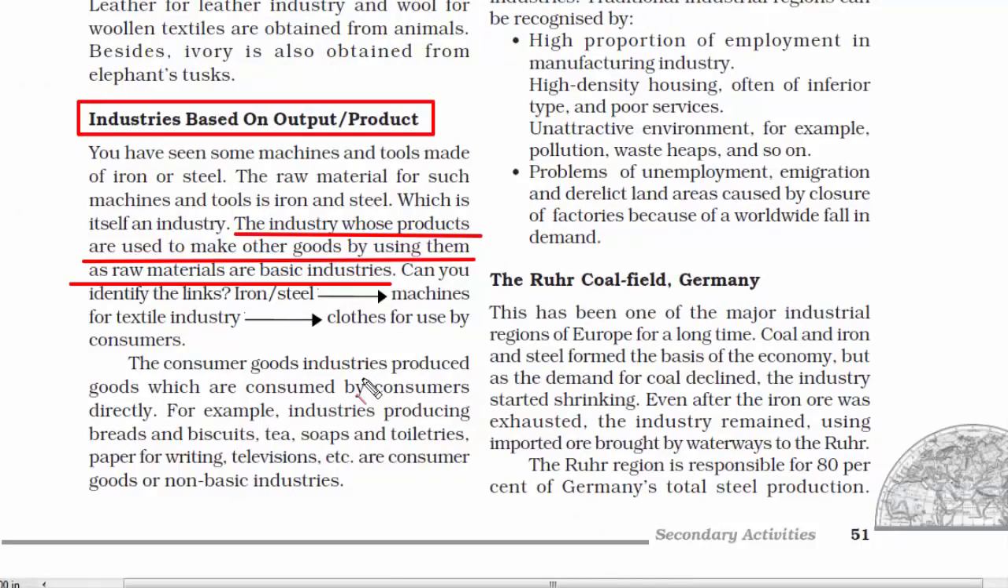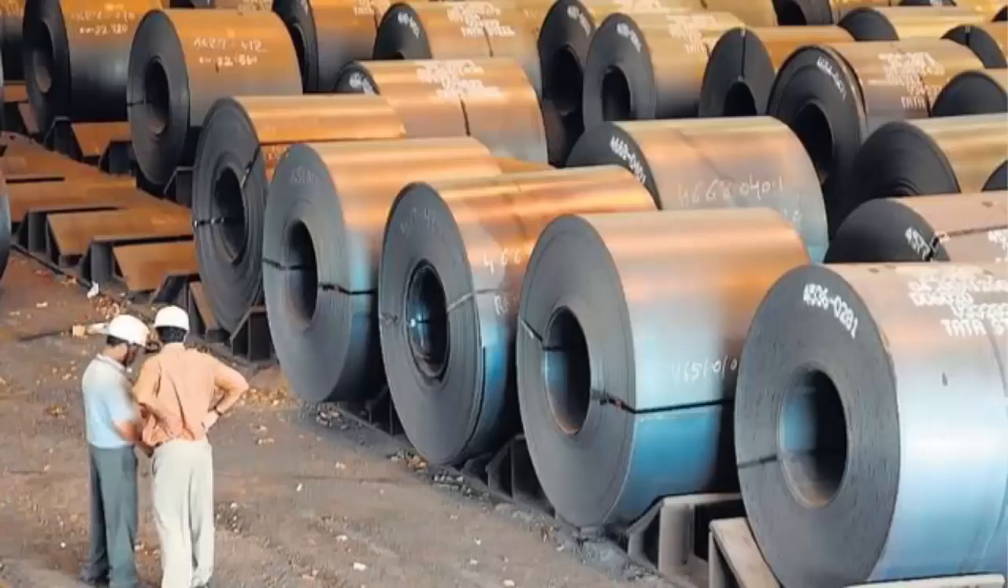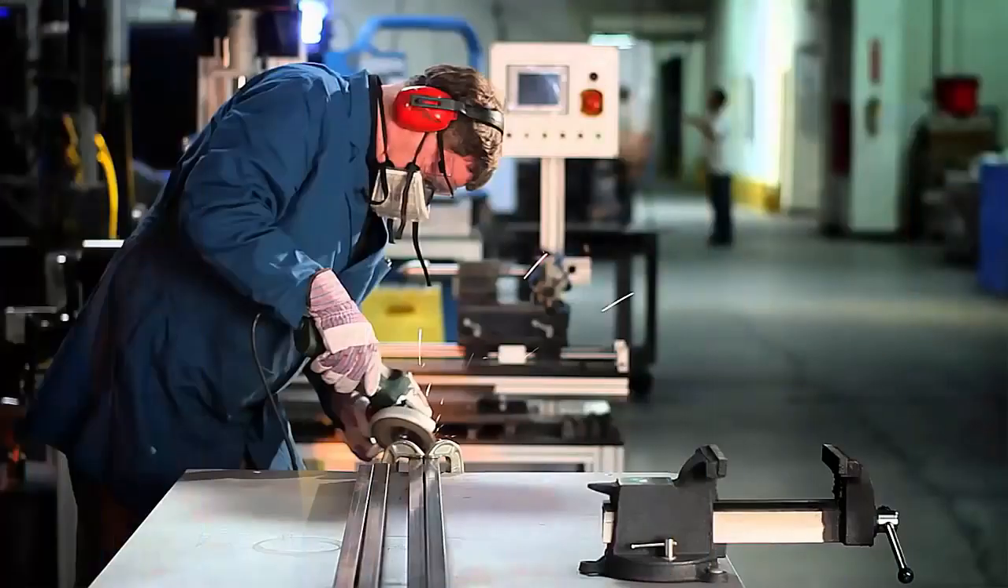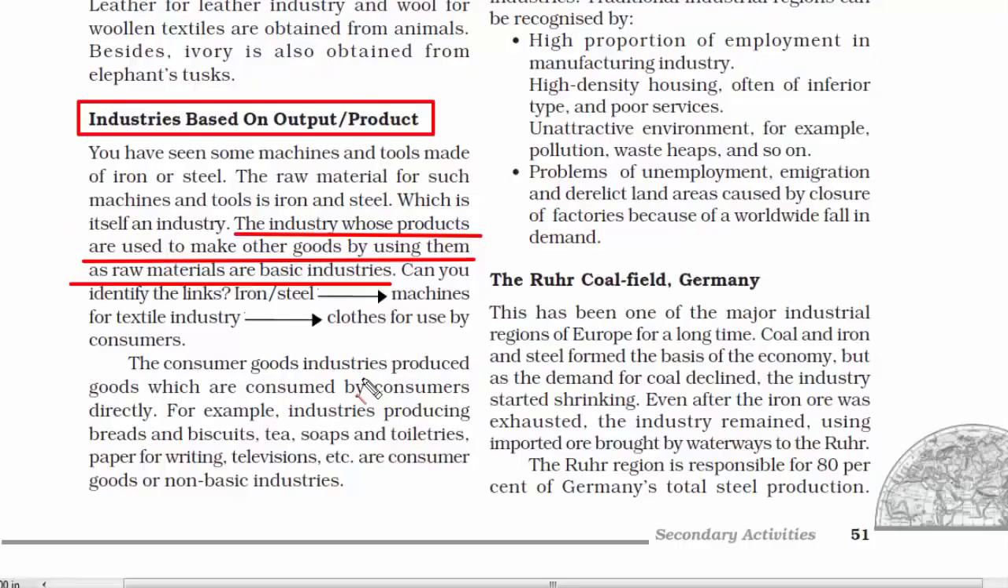I hope you got what I just said. Similarly, iron and steel industries produce iron and steel sheets and bars. Now there are industries that take these iron sheets and bars to make structural frames or machines or tools. So here we can say that the raw material for such machines and tools is iron and steel. I hope you understood this point.